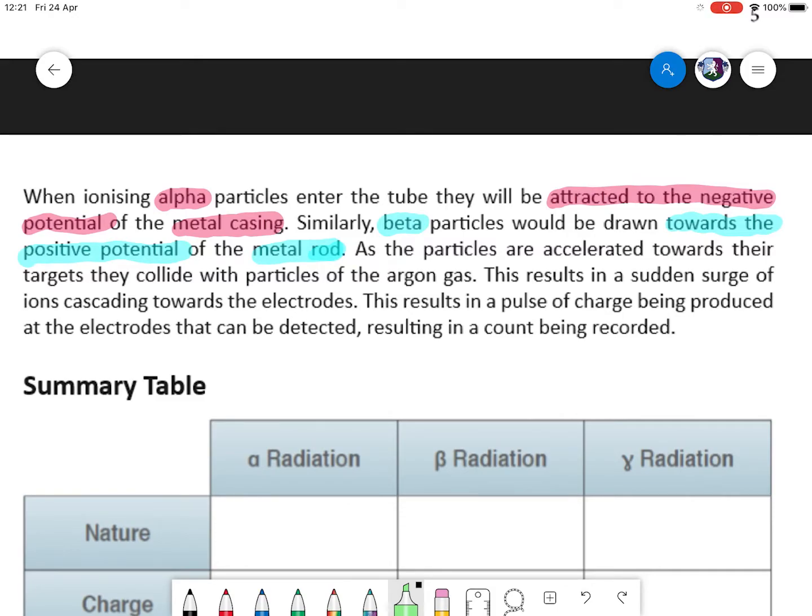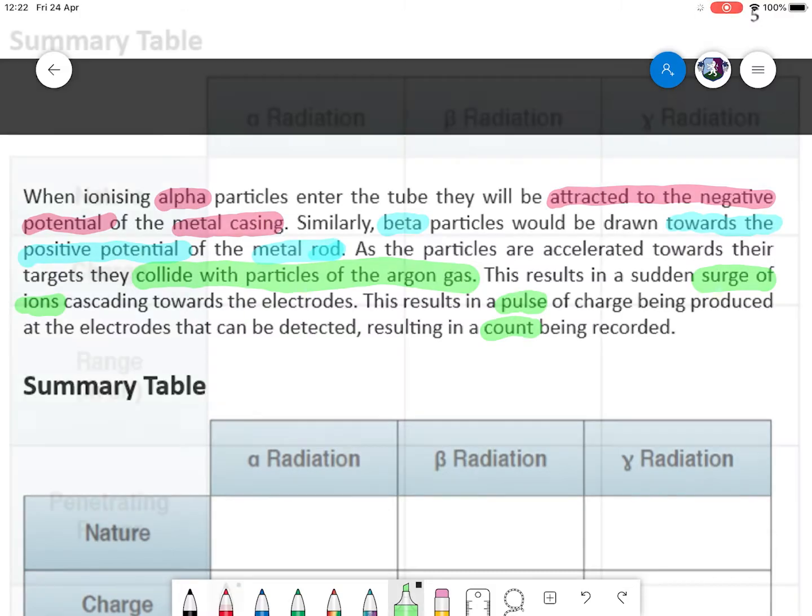Now, during this collision with multiple particles on the way to the charged surface, you end up with a cascade of particles, loads and loads of particles suddenly charged and surging towards the anode or the cathode. This sudden wave causes an electrical pulse. There would not be enough energy transferred for this pulse to be measurable without this cascade. So that allows us to get a count.